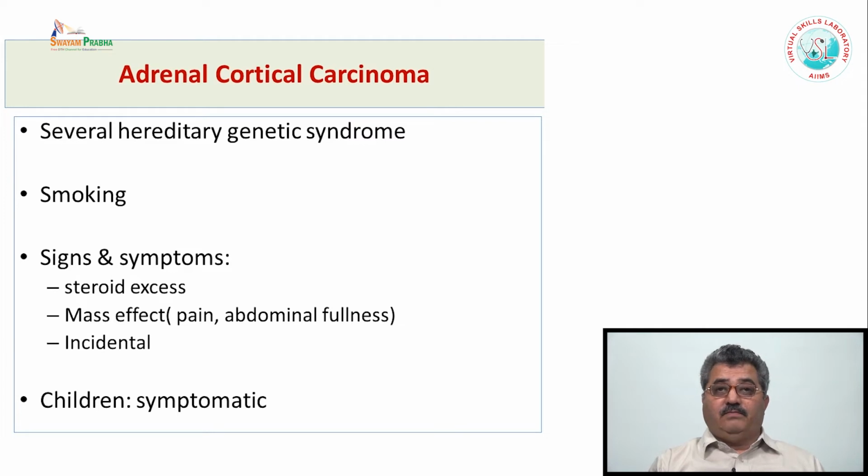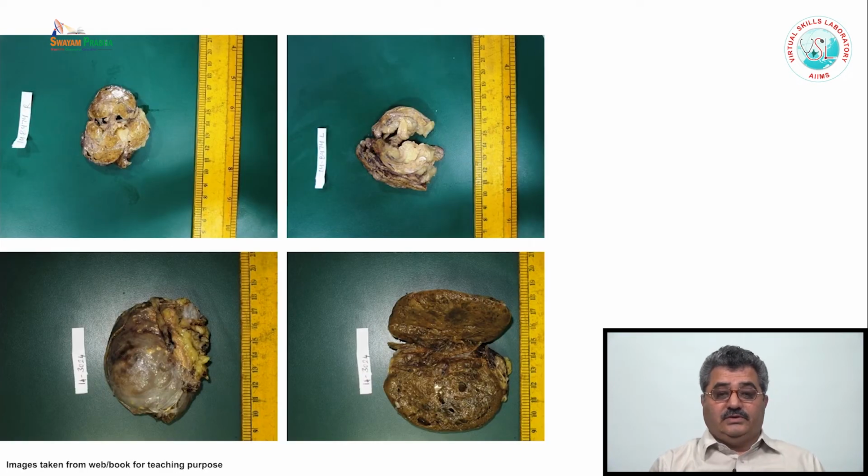Sometimes the tumors are large and compress other organs, or there may be pain, there may be hemorrhage in the tumor, or the patient may complain of abdominal fullness. And rarely the carcinoma can be detected incidentally when the patient is investigated for some other reason. As compared to adults, carcinomas in children are usually symptomatic. They produce an excess of steroid hormones, with some virilizing features.